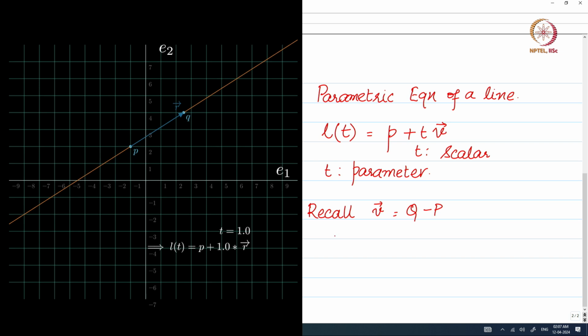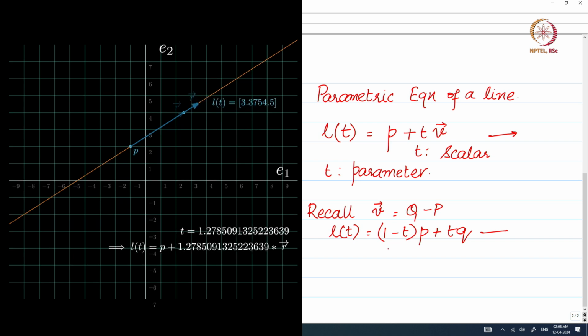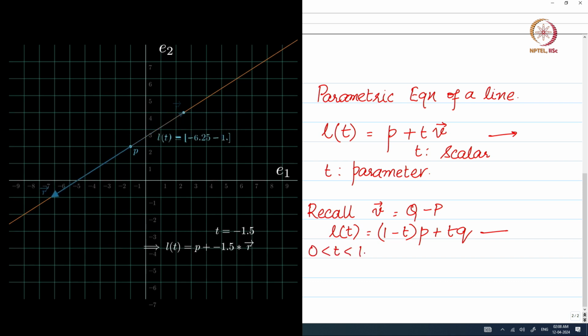And we figured out that in terms of the barycentric notation, barycentric coordinates, the line L of t you can write as 1 minus t times p plus t times q. This is also called a parametric equation of a line. And we said that if t is a value between 0 and 1, we call that a convex combination.